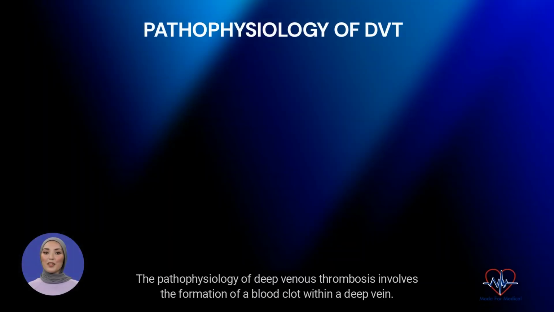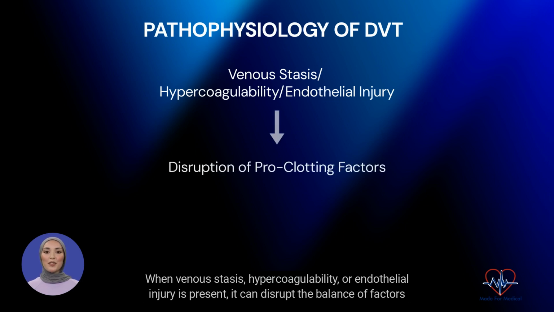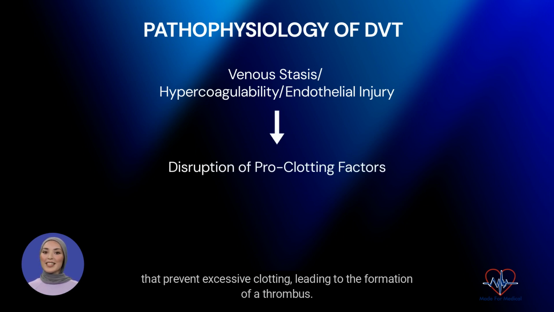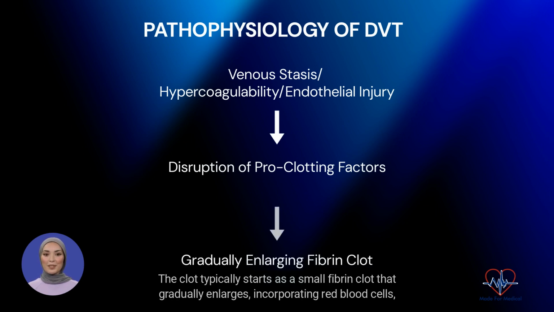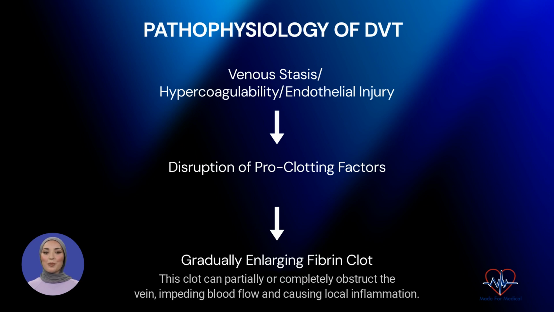The pathophysiology of deep venous thrombosis involves the formation of a blood clot within a deep vein. When venous stasis, hypercoagulability, or endothelial injury is present, it can disrupt the balance of factors that prevent excessive clotting, leading to the formation of a thrombus. The clot typically starts as a small fibrin clot that gradually enlarges, incorporating red blood cells, platelets, and additional fibrin strands. This clot can partially or completely obstruct the vein, impeding blood flow and causing local inflammation.